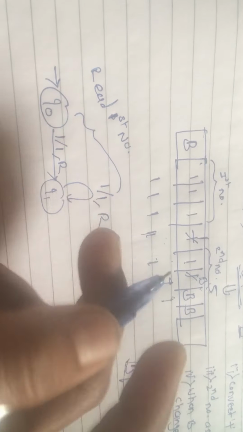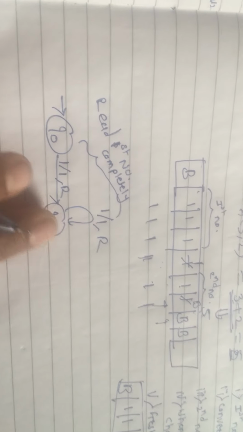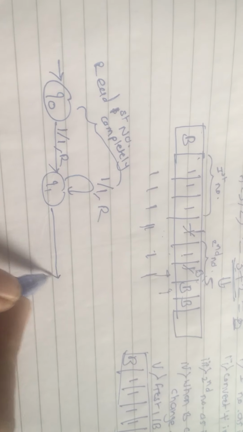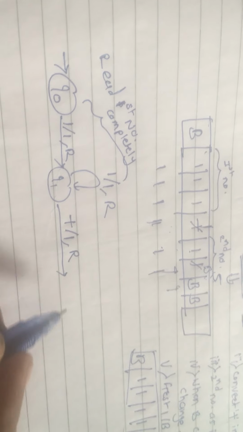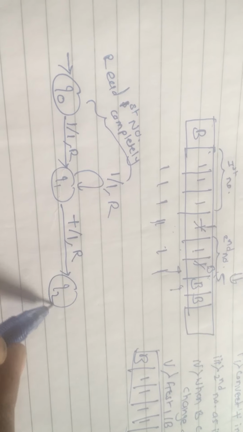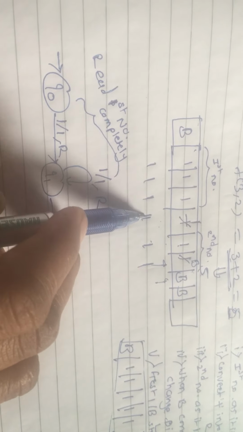So here we have read the first number completely, means keep it as it is and move towards the R. Then which symbol will come after? Plus. When plus will come, convert it into 1 and move the pointer again to R. Q2 state. Now after this plus is converted into 1.